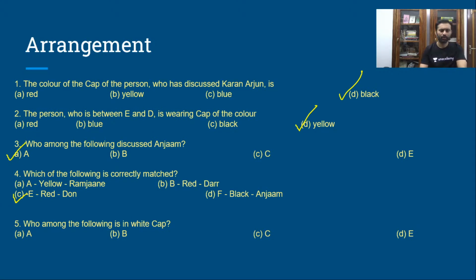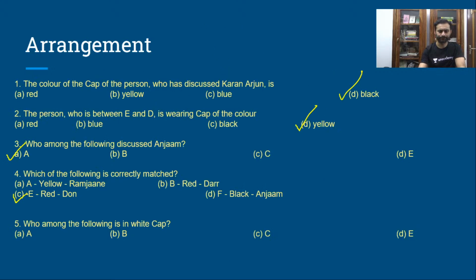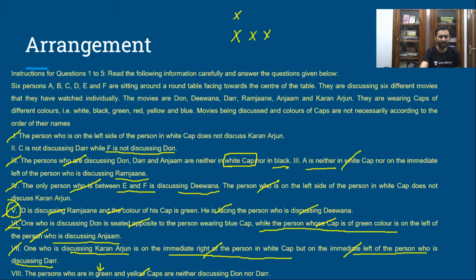Fifth, who among the following is in white cap? Now this is how, again coming back to this, we had so many clues. First of all, this would be a tough question. How do we come to know it is a tough question? Not on the number of clues.